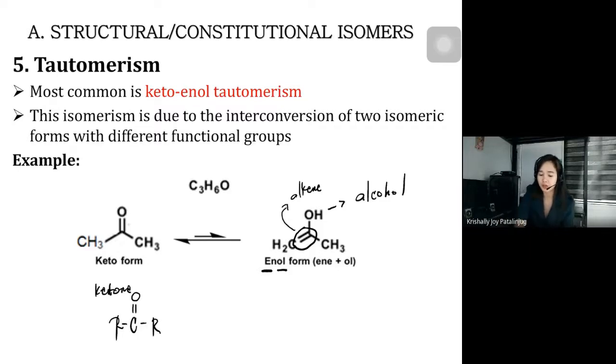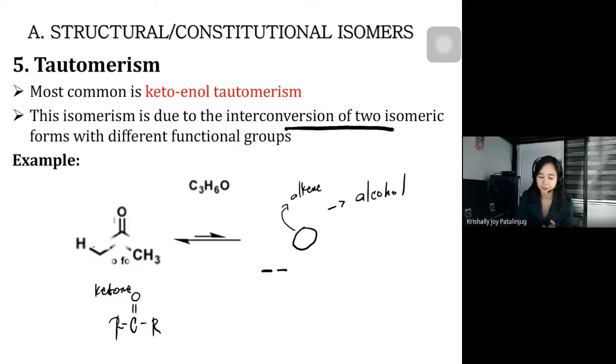With regards to the interconversion of the keto form to the enol form or vice versa, we will discuss that in the reactions of alkenes and the reactions of ketones. So for now, just know that tautomerism occurs between ketone and enol structures. I owe you the mechanism of reactions, how the conversion of keto to enol happens. Okay, that's not part of the scope of isomerism. For us, it is just the identification of the type of isomerism first.